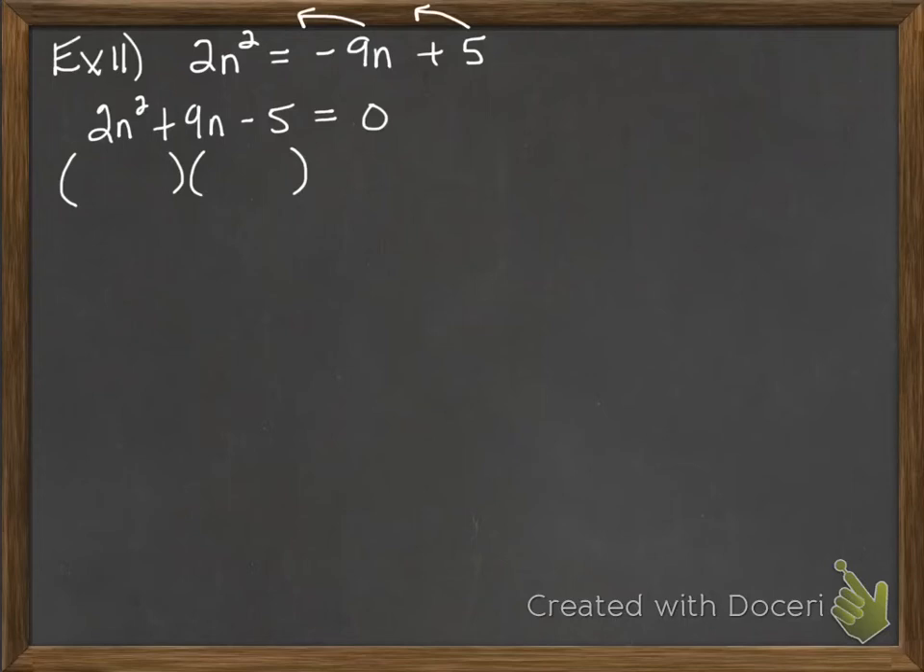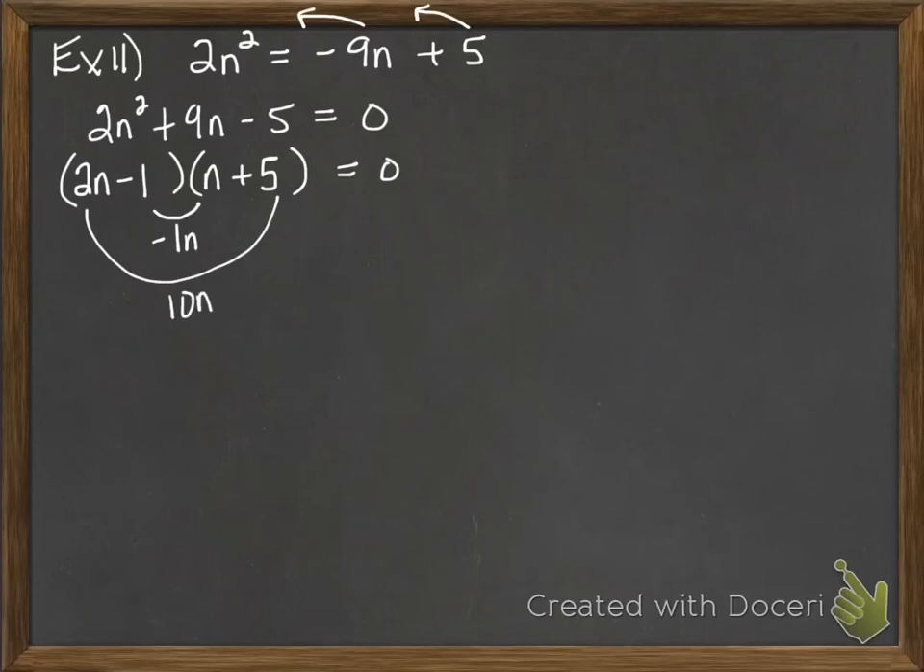Alright, what were the factors? Negative 1 and... Well, tell me the whole factor, not just minus 1. Okay, she said 2n minus 1 and n plus 5. Does anybody disagree with that? Okay, remember you have to check the inner product. That would give you negative 1n, and you have to check the outer product. That would give you positive 10n. Y'all remember the harder trinomials? Okay, and the negative 1n and the positive 10n have to combine to be 9n.